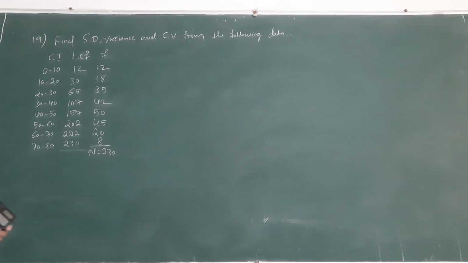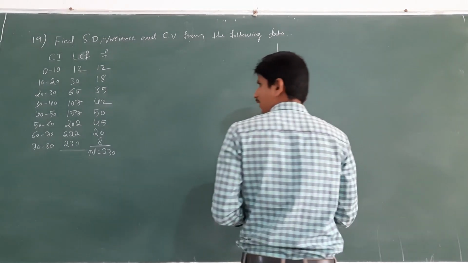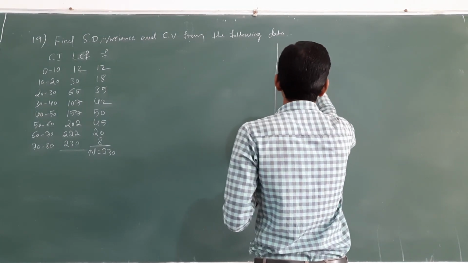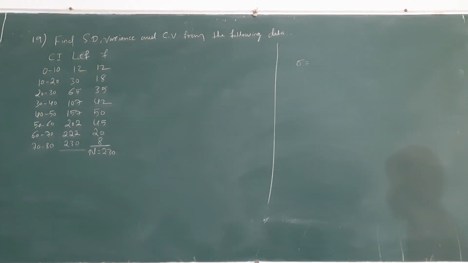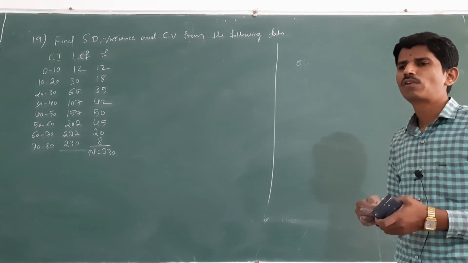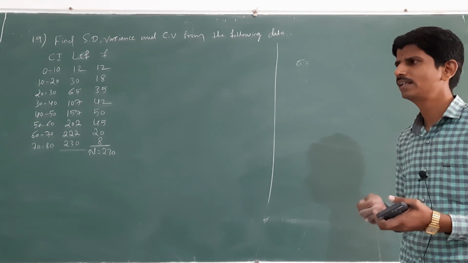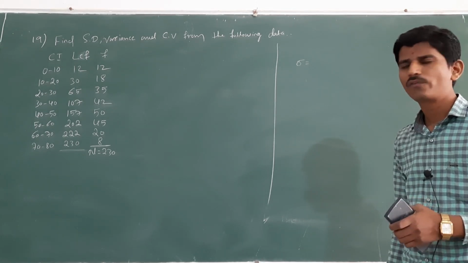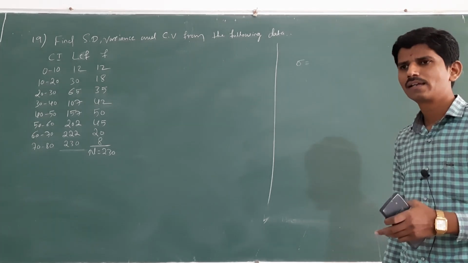Here you have to calculate the standard deviation. What is the standard deviation formula? Sigma equals, you can use any formula, the direct or step deviation method. It's your choice. The direct method is the square root of sum of f into x minus x bar whole square by capital N, or the square root of sum of f x square by capital N minus the square of sum of f x by capital N. Otherwise, the step deviation method is the square root of sum of f u square by capital N minus the square of sum of f u by capital N, into c.